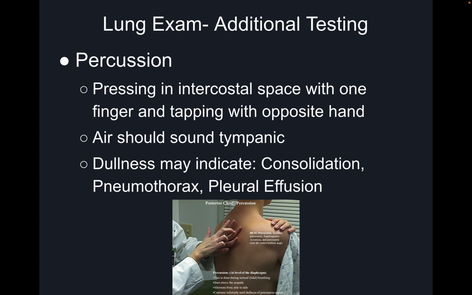When you tap in an area that is full of air, it should sound more tympanic and higher pitched. But if you hear dullness instead, then you might think that there's either not well aerated lung tissue there, like in a pneumothorax, or there might be a consolidation or some kind of fluid on the outside of the lungs blocking, like a pleural effusion.